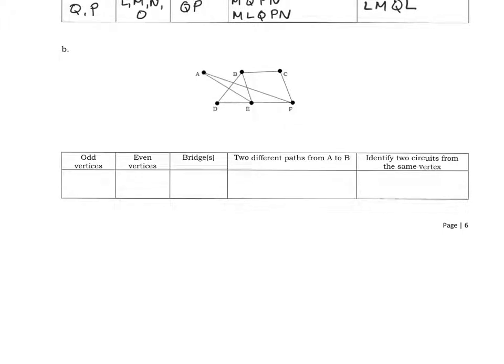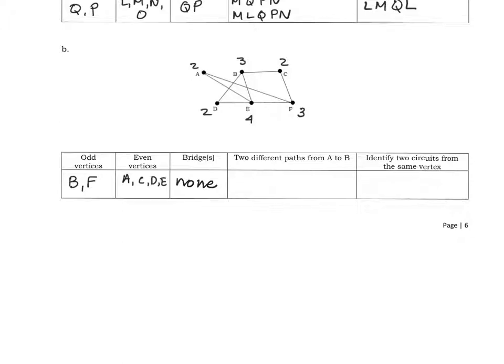Okay, example B, the same thing. So I would like to first find the degree of each vertex. So that means our odd vertices are B and F. And our even vertices are A, C, D, and E. Okay, so are there any bridges? Well, no, because if I get rid of any one of these sides, the vertex would still be connected to the other vertices. So we'll put none for our bridges.